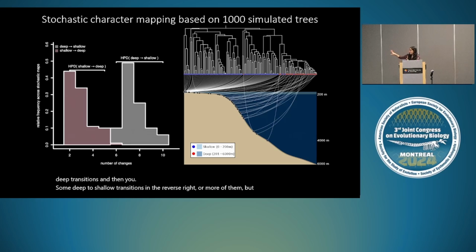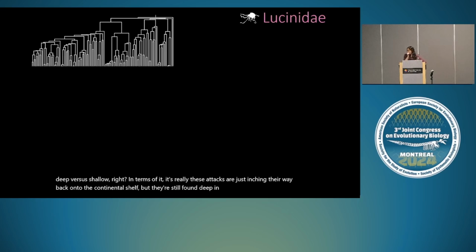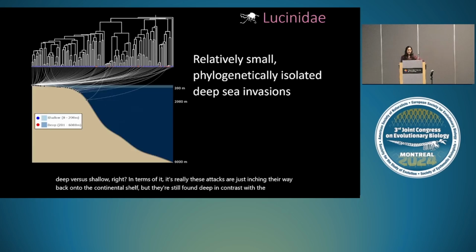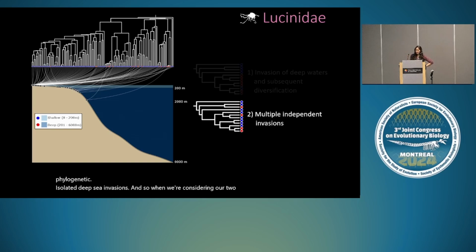But that's really just what is occurring within the Bathymodiolins, and it also is a matter of how we're dividing deep versus shallow. These taxa are just inching their way back onto the continental shelf, but they're still found deep. In contrast, with the lucinids, we're seeing a lot of transitions into the deep sea. And there are these relatively small, phylogenetically isolated deep sea invasions. So when we're considering our two scenarios, the lucinids are really doing the second one.